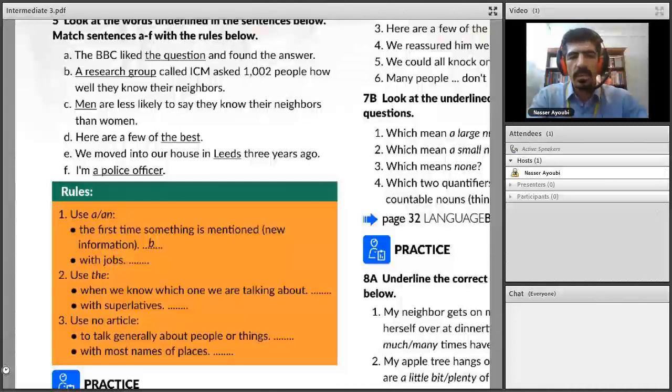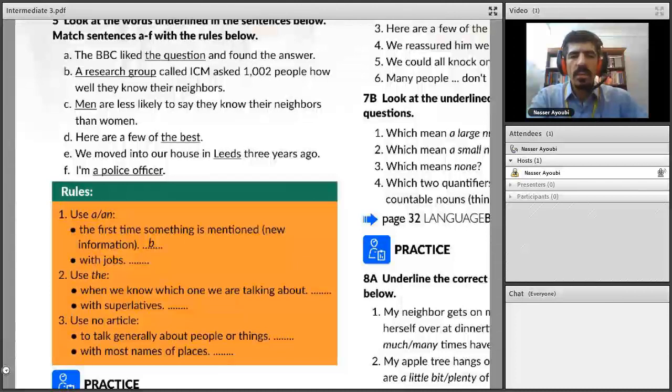I'm a police officer. Use the. When we know which one we are talking about, the BBC liked the question and found the answer. The question, so it is clear which question they are talking about. With superlatives, in which one do we have superlatives? In D. Here are a few of the best. Before superlative adjectives, we use the.